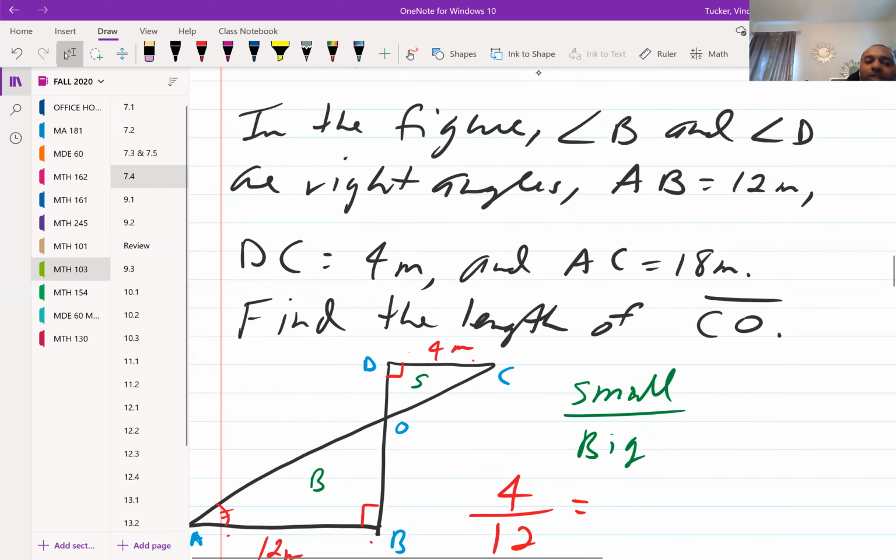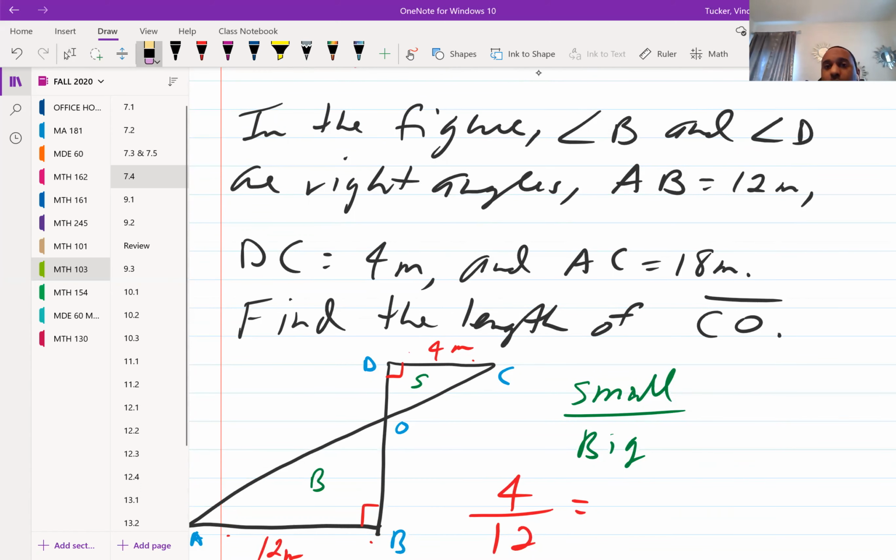All right. So, like I said, in this figure, angle B and angle D are right angles. AB is 12 meters, DC is 4 meters, and then AC is equal to 18 meters. Find the length of CO. All right, so this is what they've given us. They tell us, like I said, B and D are right angles. And I'm going to erase this right here.